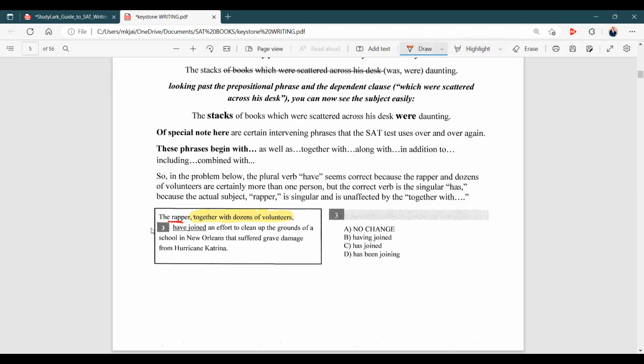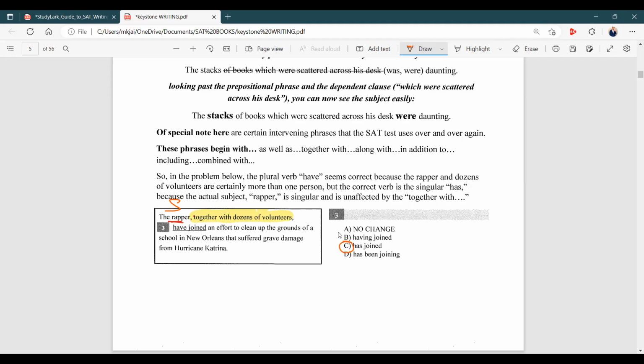So how do I know the subject? That's my focus: the rapper. I don't care about who came with this person. The rapper. Yes, Nagam? Where's your subject? The subject is rapper. Yes. Where is your verb? What is your main verb? It's have joined. The rapper have joined? No, I'm just mentioning it, but I'm not saying the answer. So what is the verb? Has. Yes. Okay.